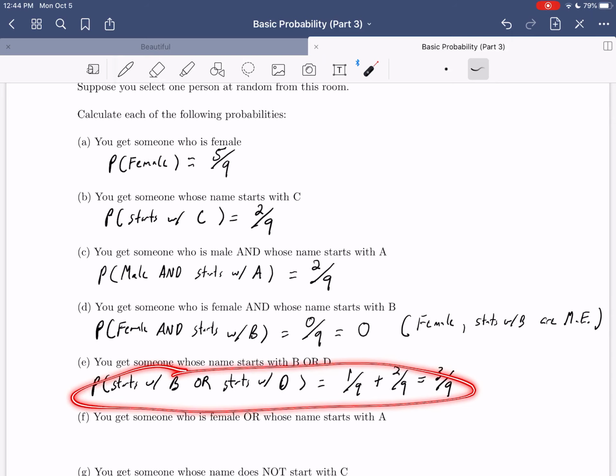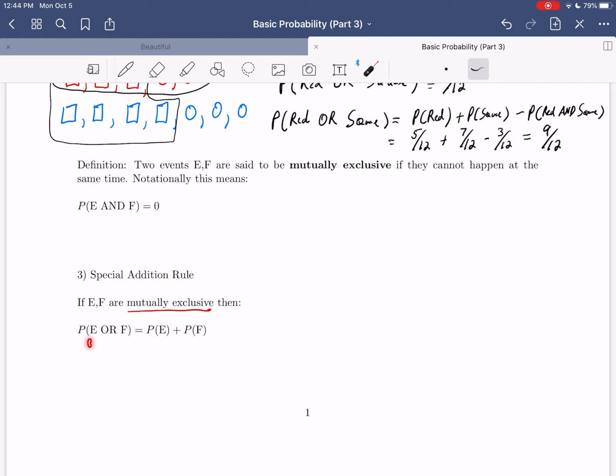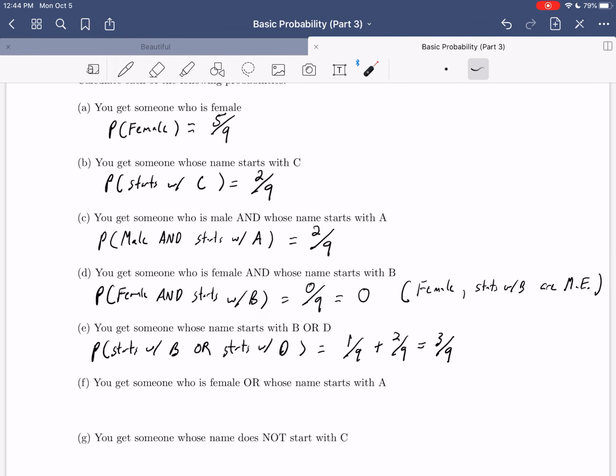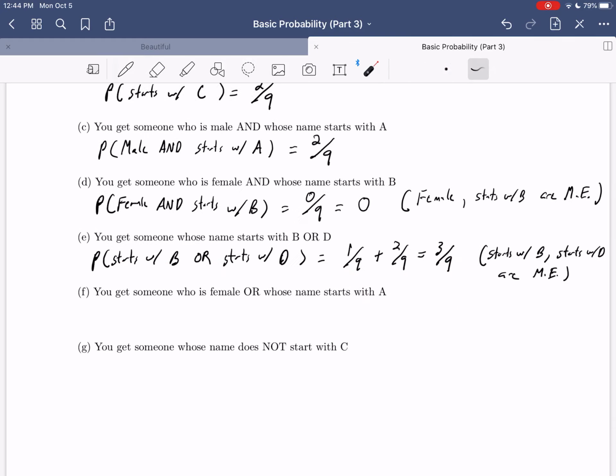Notice that what we just used here was an example of what we called the special addition rule, where we said the probability of E or F is just probability of E plus probability of F. The reason we were able to do that is, of course, that the idea that they start with B and the idea that they start with D are mutually exclusive. So right here we can also make a note. Starts with B, starts with D are mutually exclusive. So since there was nobody who could start with both of these, we were able to just add the probabilities and we were all good.